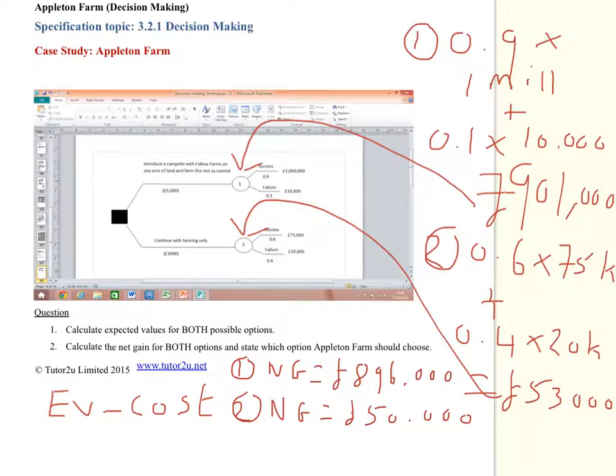So the final part to answering the question, which asks here, state which option they should choose. Well, clearly option number one, to introduce the campsite, is obviously the better choice because the net gain is substantially higher than the second option. So 896,000 to 50,000. So therefore it's clear from the decision tree that the best choice to make, based on numerical data, would be option one, which has an expected value of 901,000 and a net gain of 896,000.